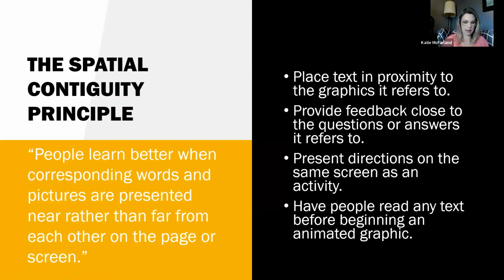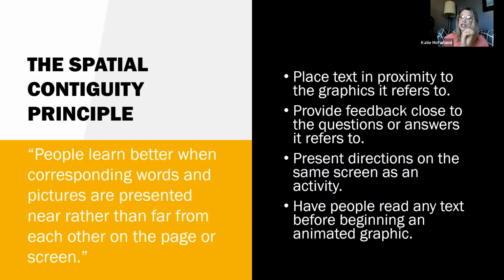I don't know how many classes I've been in like this, where the instructor will give me instructions about something we're supposed to talk about in our groups, and then they'll flip to another slide, and then we have to talk about it in our groups, and I cannot remember for the life of me what we're supposed to be talking about in our groups. And so that's kind of an example of that spatial continuity.